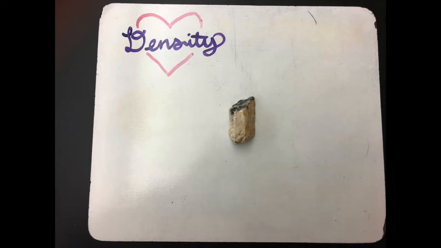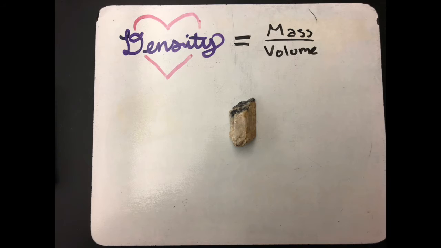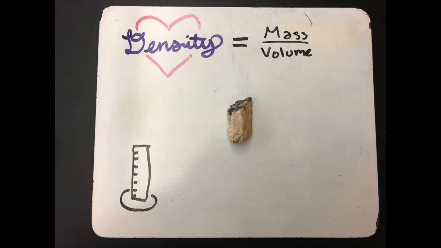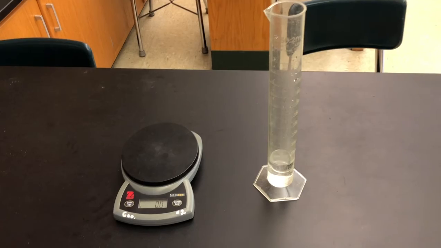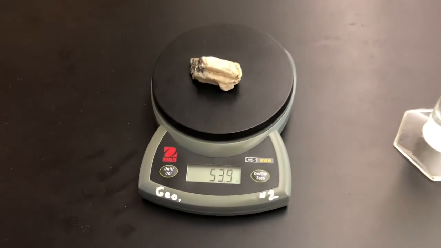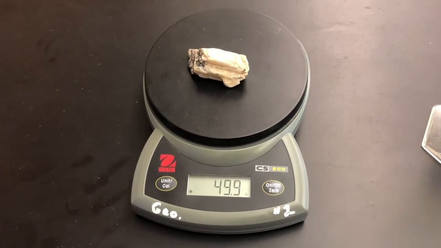Now we will calculate the mineral density. The density is the amount of material in a given volume and can be found using the formula mass over volume. For this test, you will need a graduated cylinder, a scale, and water. First, we find the mass using the scale. The mass of this mineral is 50 grams.